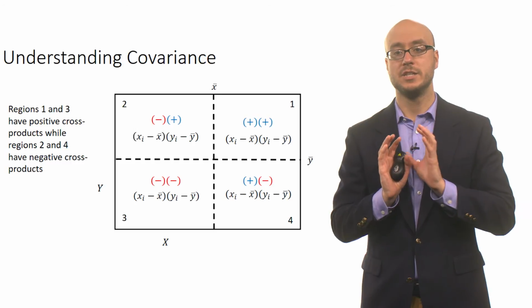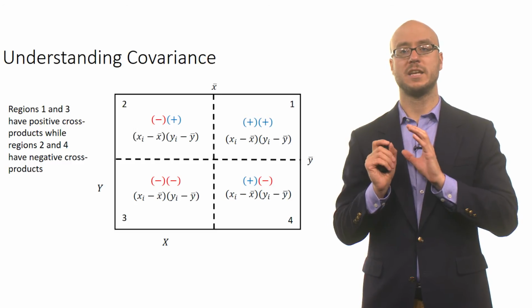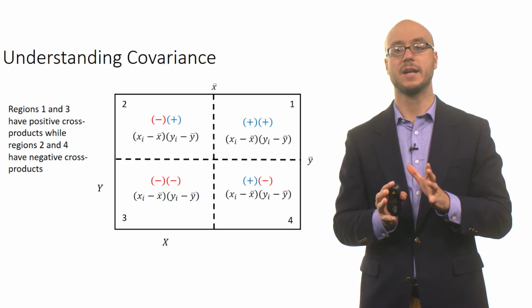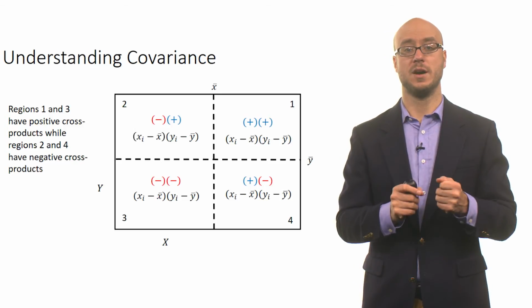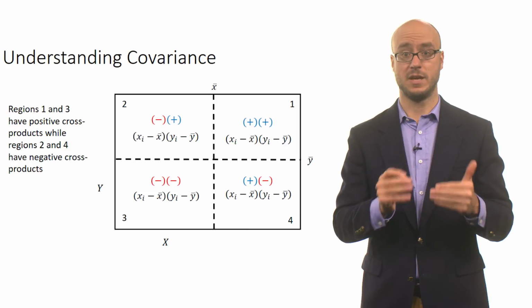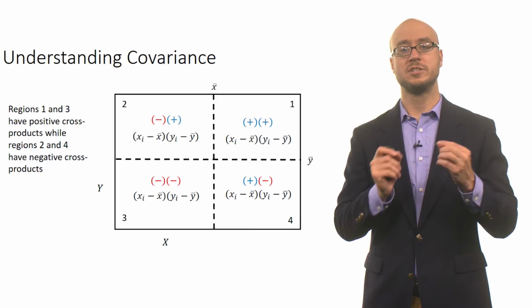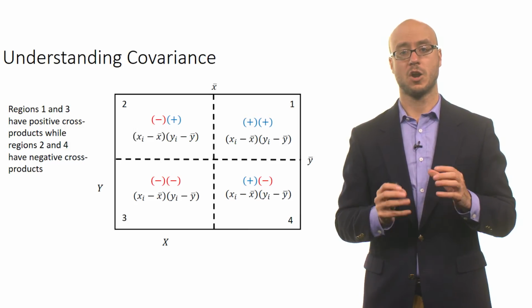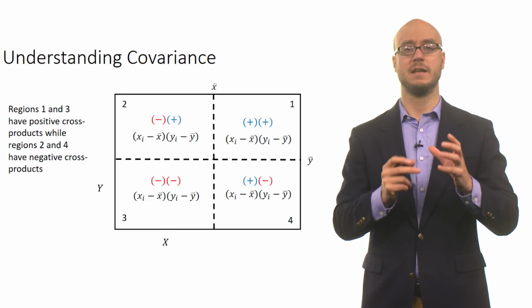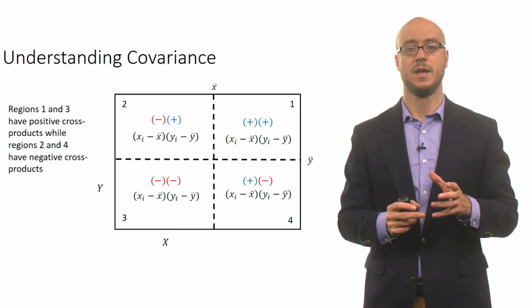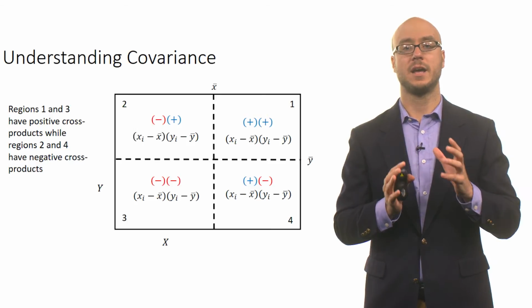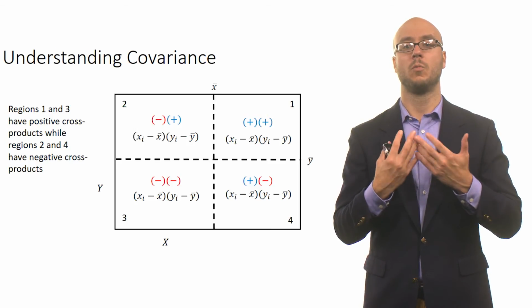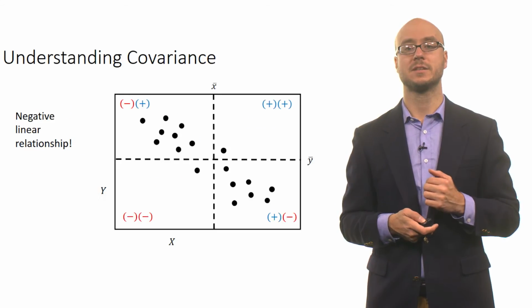Okay? In general, we can say that region 1 is going to have cross products that are positive, and region 3 is going to have cross products that are positive, because a negative times a negative is a positive value. Regions 2 and 4, however, are going to have cross products that in fact are negative. What this is in essence telling us something about is the relationship between x and y.